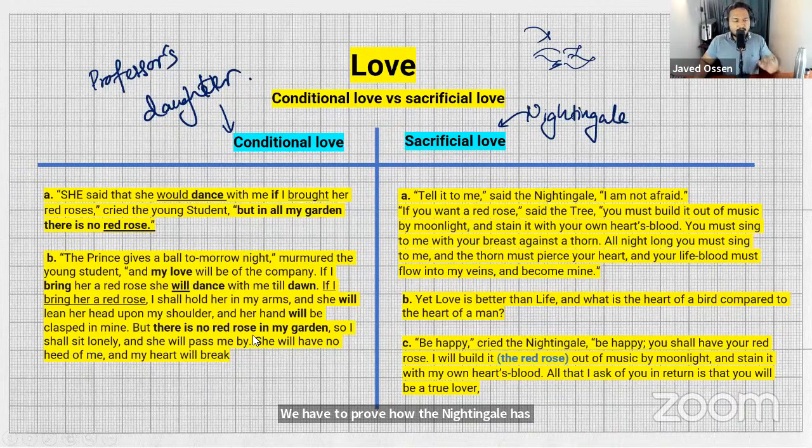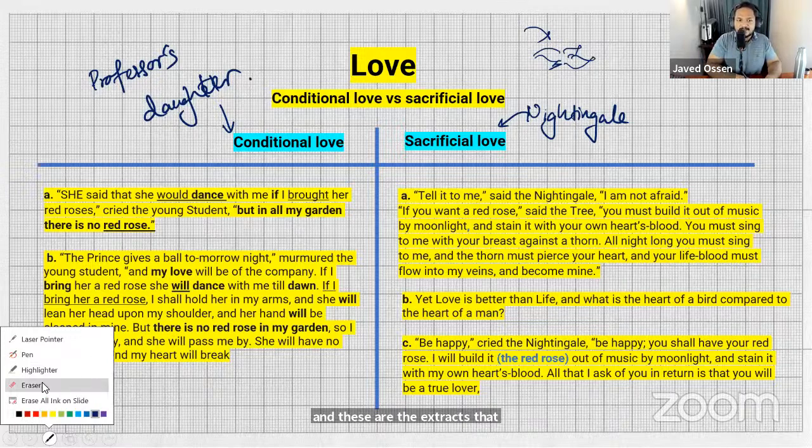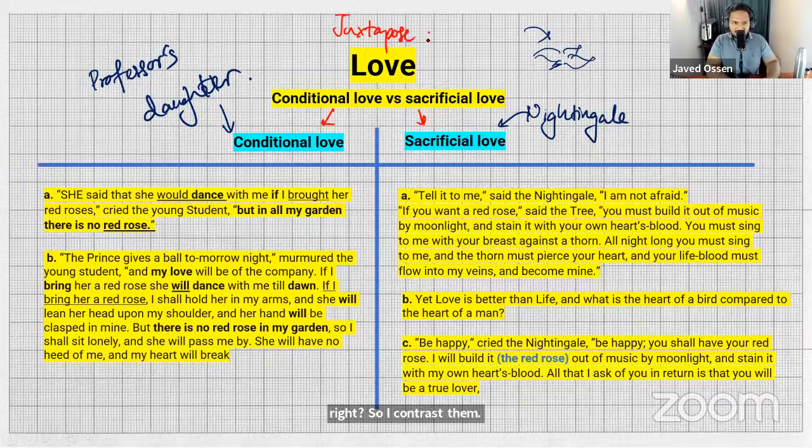How do we do it? By taking out extracts from the prose. It's a very short prose. There are only a few extracts, and these are the extracts that juxtapose. It's a very interesting word, juxtaposition. It means you are contrasting two opposite things. Conditional love and sacrificial love are opposite things, right? So I contrast them. I juxtapose them. Too easy, right?